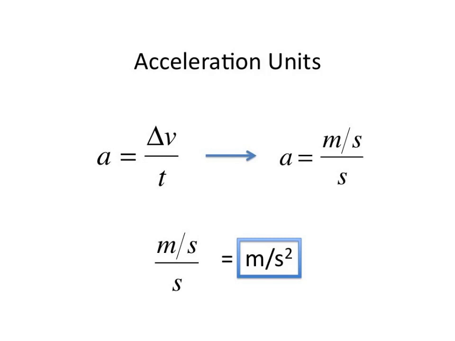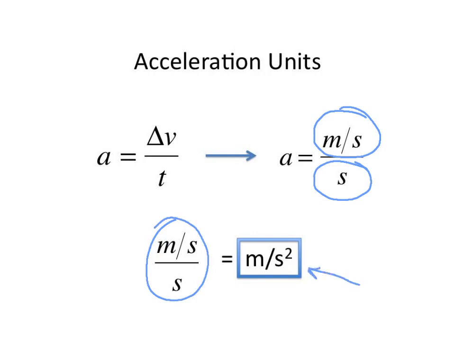Similarly, with acceleration, since velocity is on top, which is meters per second, and time in seconds is on the bottom, that's what gives you meters per second per second, which we are going to show as meters per second squared. So those are the units for acceleration. Those are the only units we're going to use for acceleration. So anytime you see meters per second squared, that should tell you right away, oh, that's an acceleration.